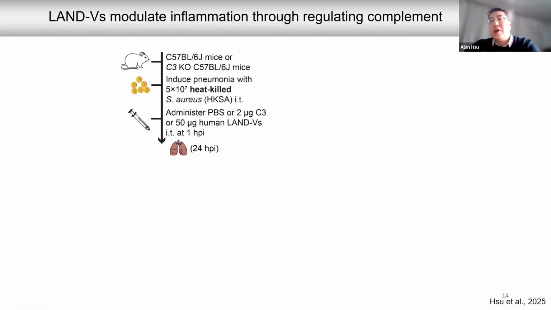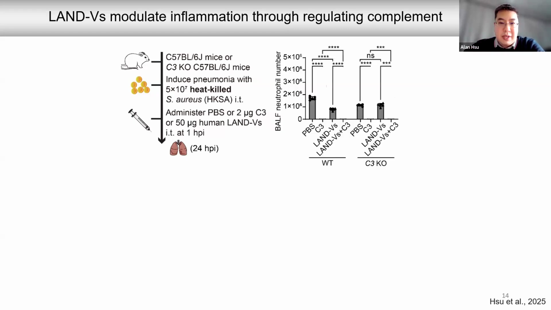And finally, to confirm this LAND-V CD55 complement axis, we used heat-killed S. aureus bacteria because in the C3 knockout mice, if you give them live S. aureus bacteria, the mice would die immediately. So we gave them heat-killed S. aureus and assessed the inflammation in wild-type or C3 knockout mice.